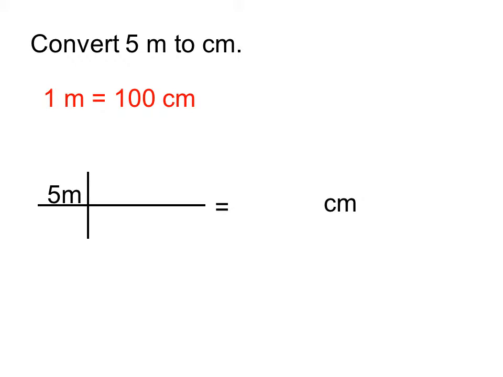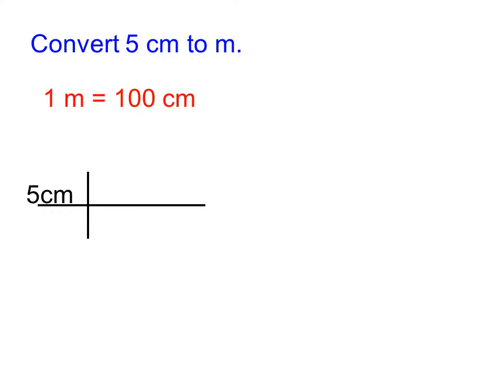Now, because you were given meters here, you have to place meters down here in order to cancel it. So that's why I moved the 1 meter from up here down here. And since you're trying to get it into centimeters, you put centimeters on top. Now cancel meters. 5 times 100, 500 centimeters. Piece of cake. Let's try another.